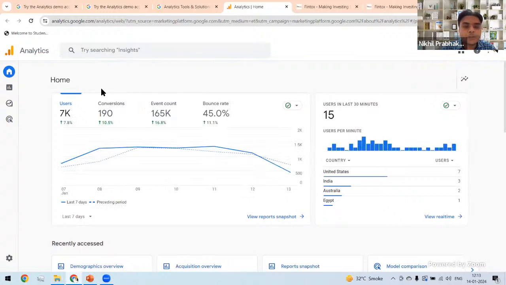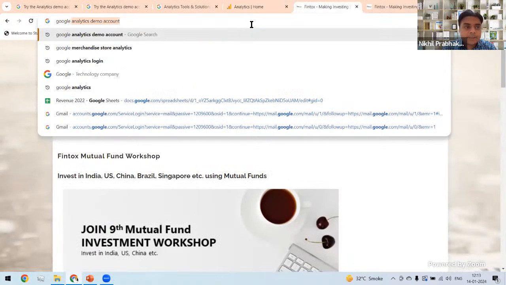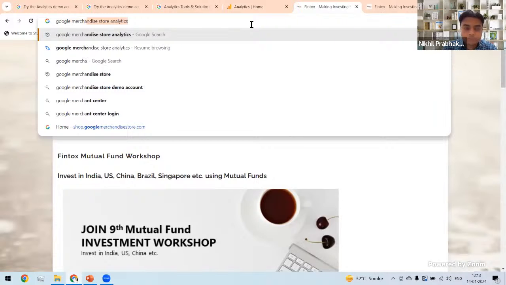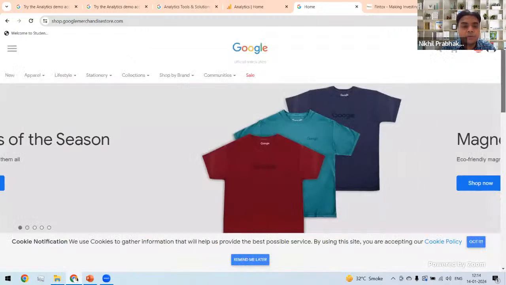Okay, I think it is working. Yeah, so let me show it to you this one. This is where you will get all the data getting populated. So there is something called as Google Merchandise Store, which is this website. Google has created an e-commerce website for people to learn about Google Analytics. And actually, these are real numbers that you will find. So this is a store that we are talking about.